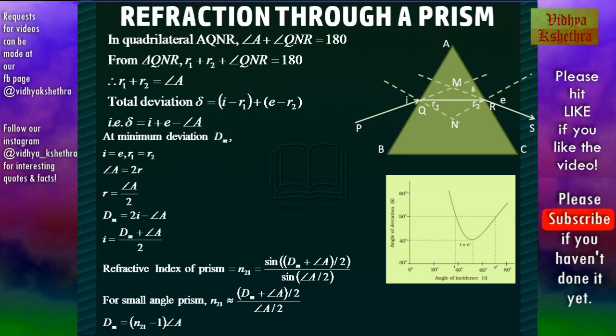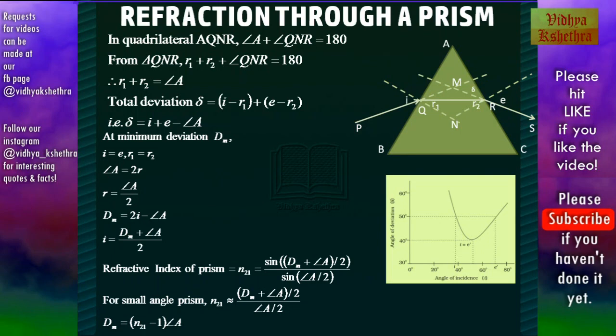So, delta, which is equal to Dm in this case, is equal to 2I minus angle A, or I, which is the angle of incidence, is equal to Dm plus angle A by 2. Now we can find the refractive index of the material of the prism, n21, which is equal to, by Snell's law, sin I by sin R. That is, sin of (Dm plus angle A) by 2 divided by sin of angle A by 2.